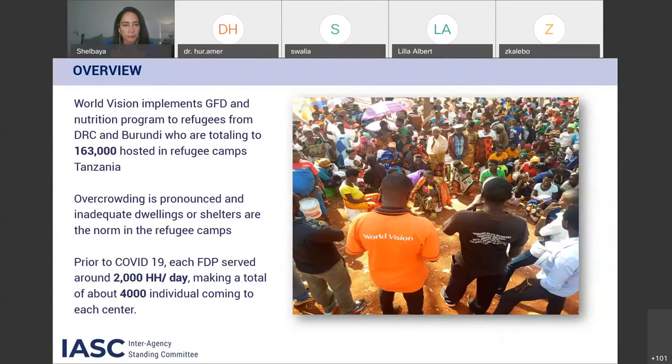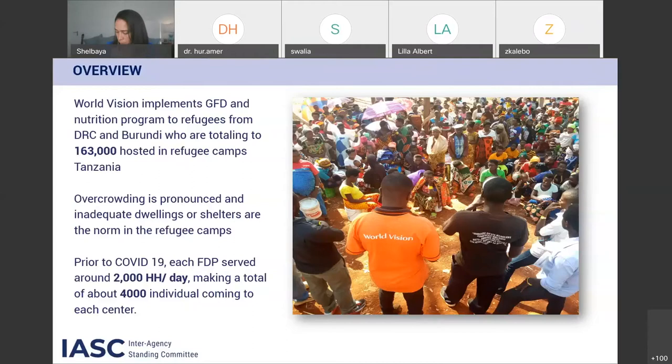World Vision implements the general food distribution and the nutrition program to refugees from the Democratic Republic of Congo and Burundi, totaling around 1 to 3,000. And they are hosted in three refugee camps: Nyarugusu for Congolese and some Burundian, and other camps, namely Mtendele and Duta. For sure, overcrowding is pronounced, and inadequate dwelling or shelter is the norm in the refugee camps. As you can see on the photo here, there is a crowd of people during the food distribution, but this photo was taken prior to COVID-19.